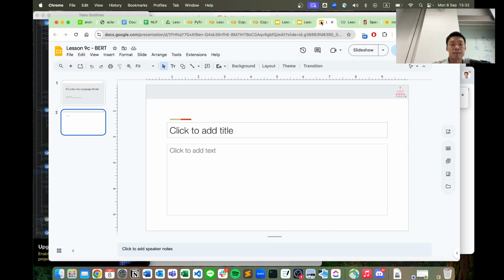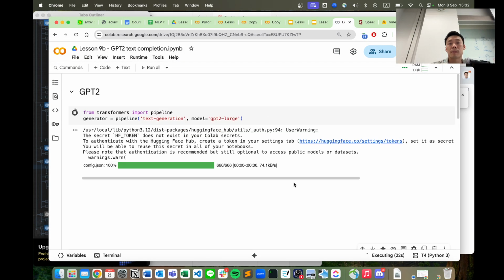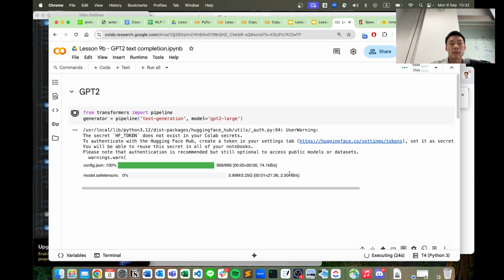Let's wait a bit. Okay. So the size of the model is actually not bad. It's only 3 gigabytes, so it can be downloaded over the internet quite easily. If you can wait 30 seconds.